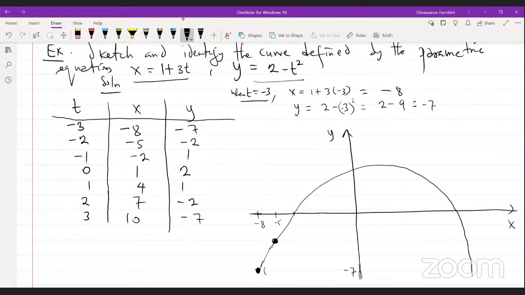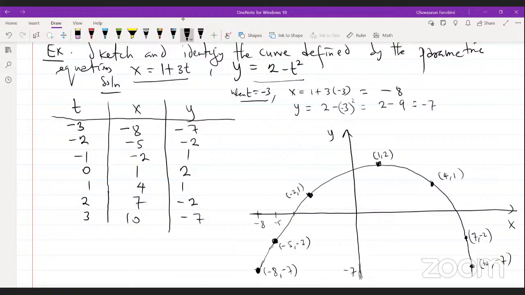So over here, we'll call this -8, -7. This is -5, -2. You pick a point here, -2, 1. Let's call this 1, 2. This is 4, 1. And over here, suppose this is 7, -2. And over here, say we have 10, -7. Okay, this is half of the job, right?